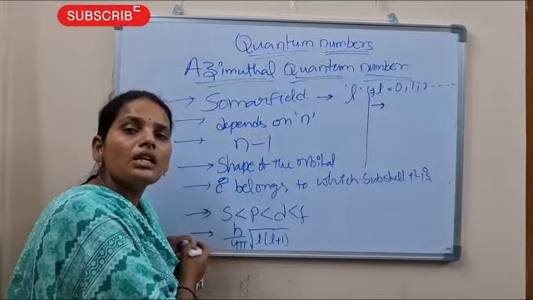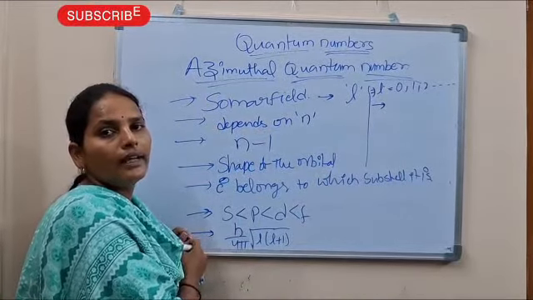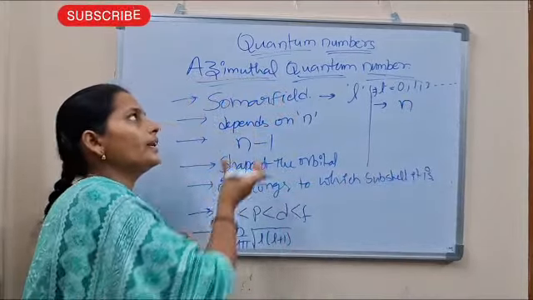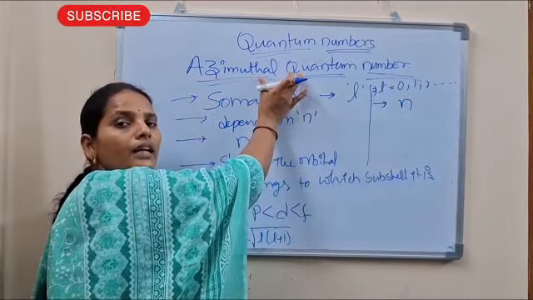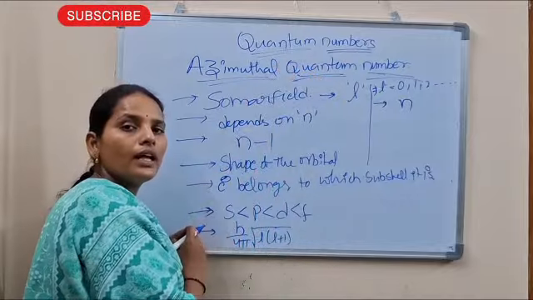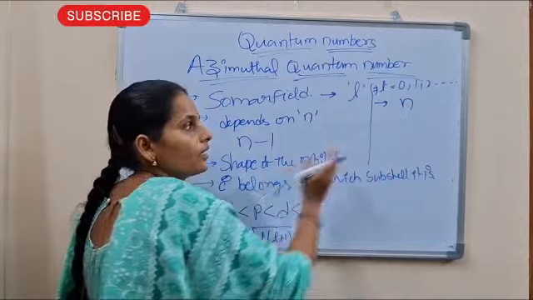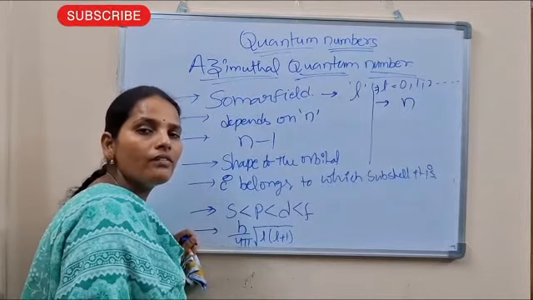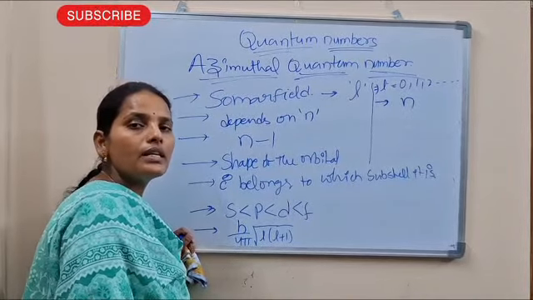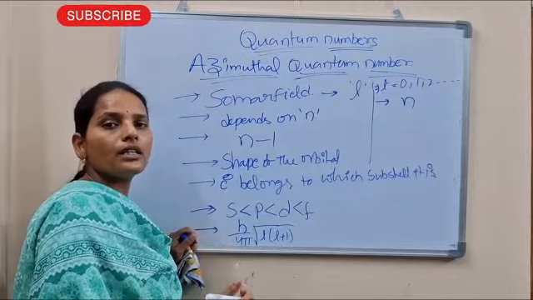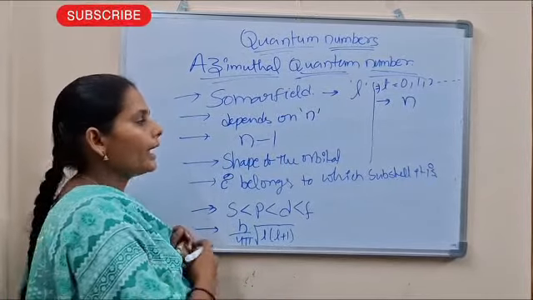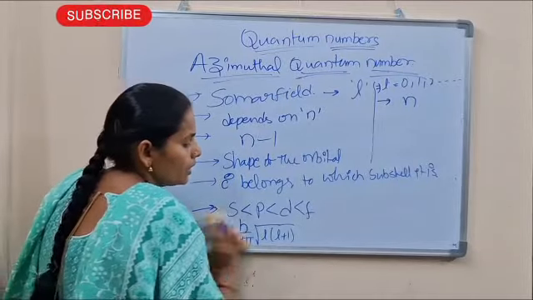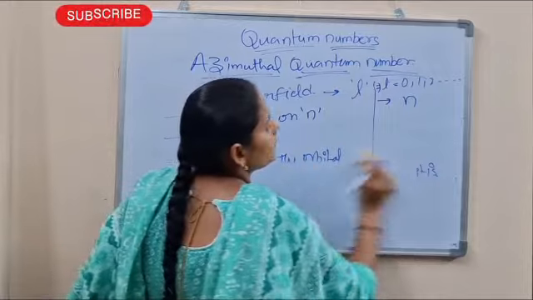Next, the number of subshells in an orbital is equal to N. The number of N values is equal to the number of subshells present in the orbital. By using all this, let us see the example representation of the azimuthal quantum number.